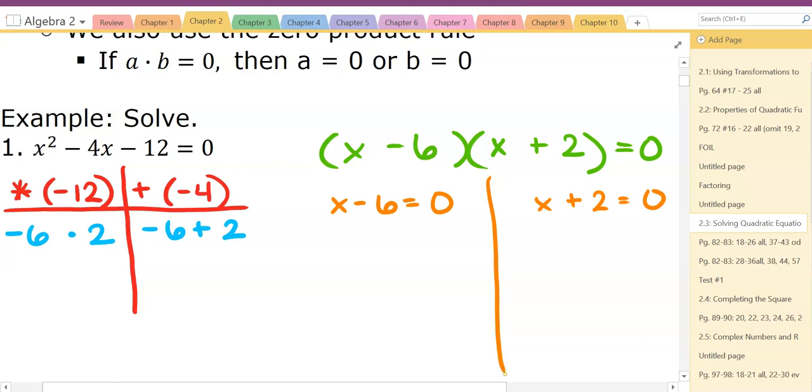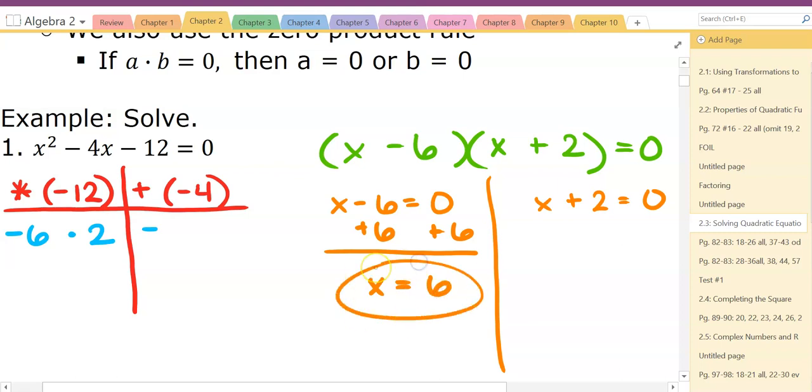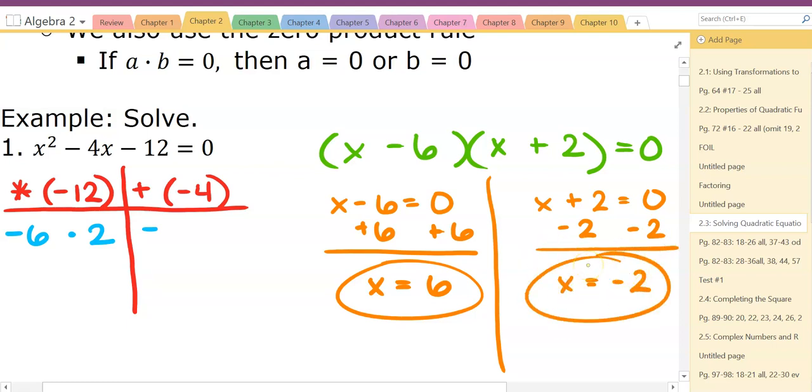So go back to how you guys solved equations in algebra. When you're doing a one-step equation like this, you just do the opposite of the sign that you see. So for this first one, I have minus 6, so I need to add it over to the other side. So one solution is going to be x equals 6. The other one, I would subtract 2. 0 minus 2 is going to be negative 2. And there's the other solution.